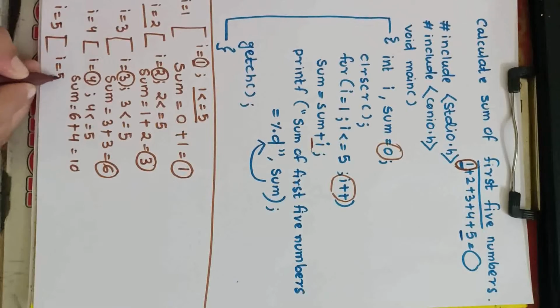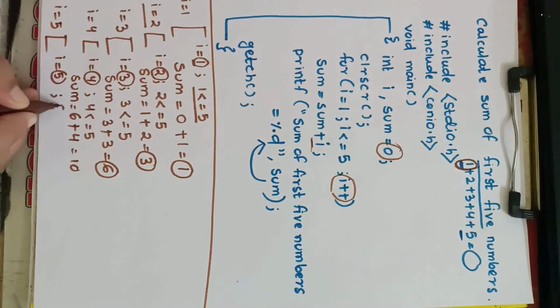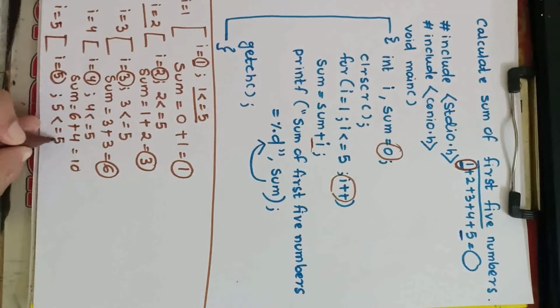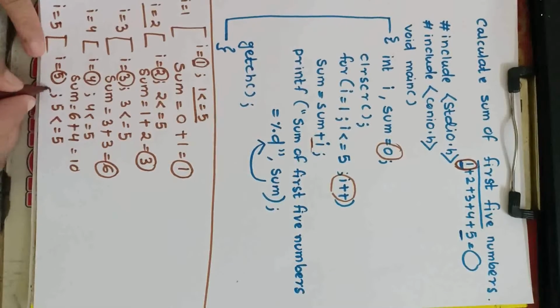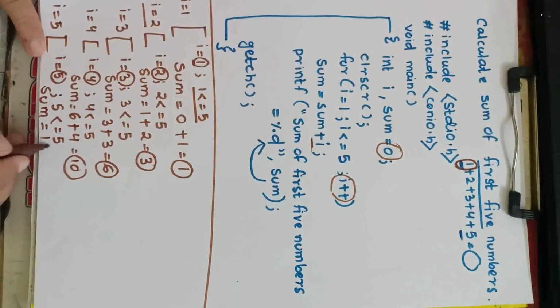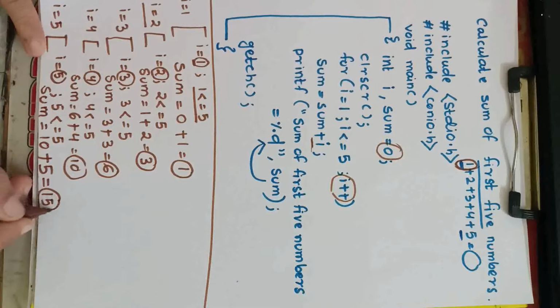So when i equals 5, 5 is less than or equal to 5. Yes, this one is satisfied. Next is sum equals, what is the value of sum here? 10 plus the value of i, 5, equals 15. So now this one is our result.